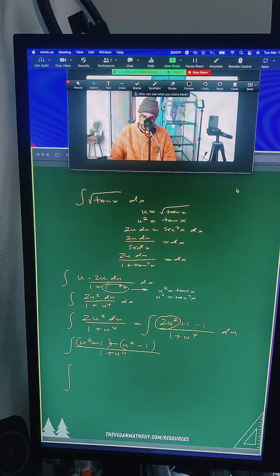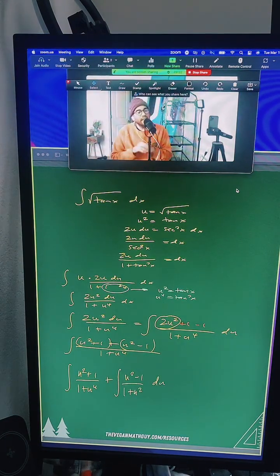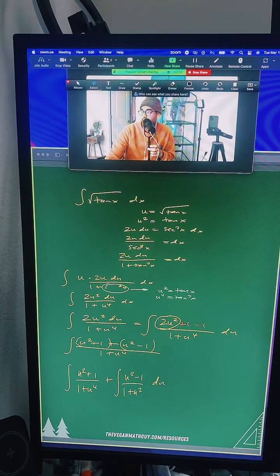So now I have the integral of (u^2 + 1)/(1 + u^4) plus the integral of (u^2 - 1)/(1 + u^4), and the whole thing is du. I want to say that's more helpful, but I'm not sure if it is. Yeah, so just think about that, okay? I have to hop off in a few minutes, so I definitely want to touch on another question that I believe someone else had that I'm going to try to do.